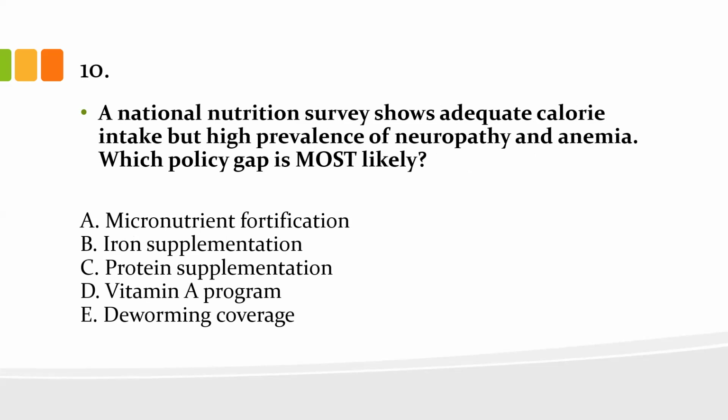The last MCQ is, a National Nutrition Survey shows adequate calorie intake but high prevalence of neuropathy and anemia. Which policy gap is most likely? A, micronutrient fortification, B, iron supplementation, C, protein supplementation, D, vitamin A program, E, deworming coverage. The right answer is A, micronutrient fortification.